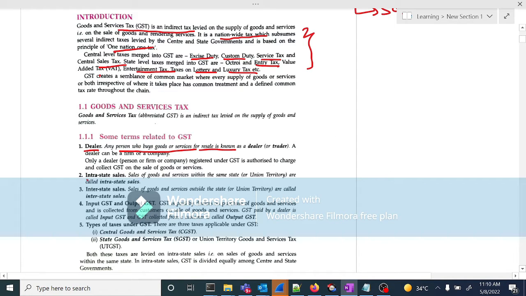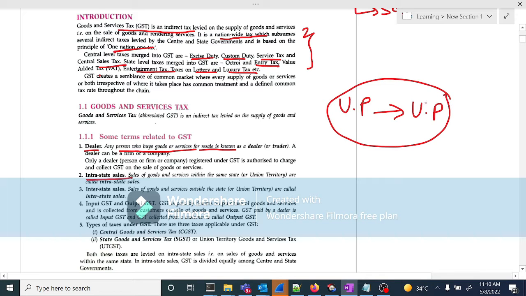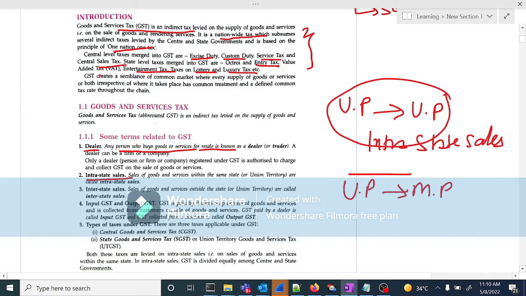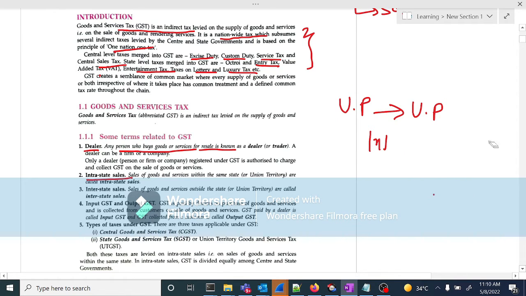Then there is intra-state and inter-state sales. So I buy something in UP, then I sell something in UP. So the whole thing is within one state. So it's called intra-state sales. I buy something in UP, I sell the same thing in MP. So this is happening across two states. So it is called interstate sales. Is it clear? If you have any doubts at any point of time, you can just comment it. So when I take up the next video on GST, we'll take all those doubts.